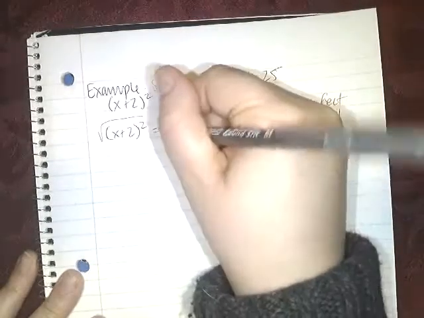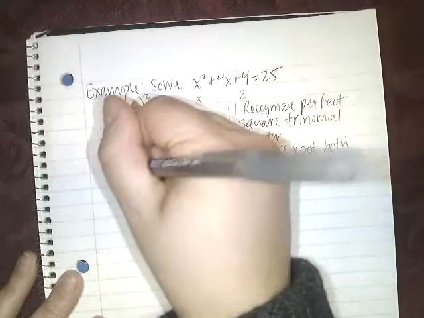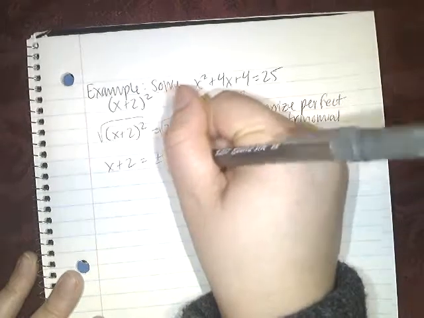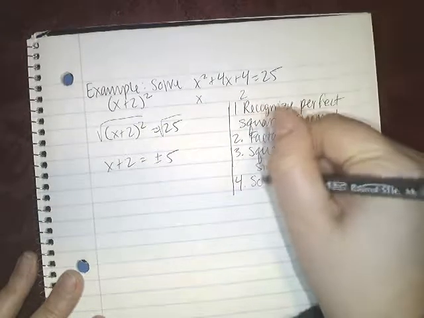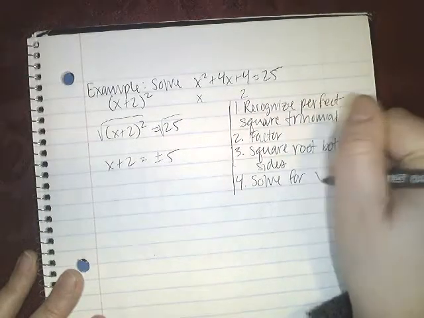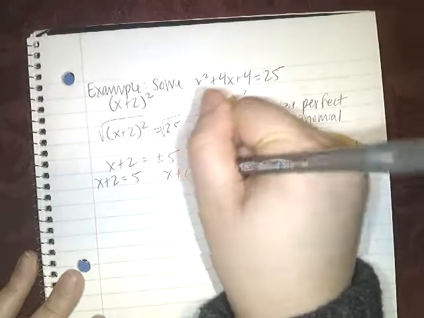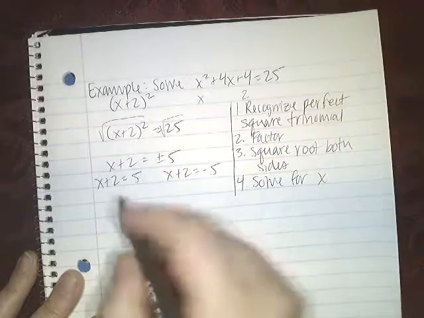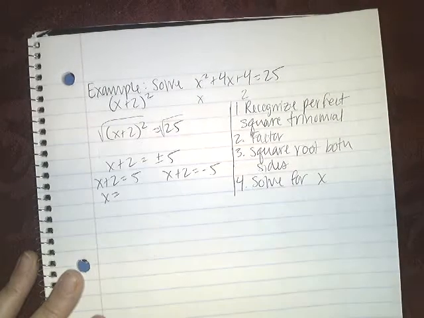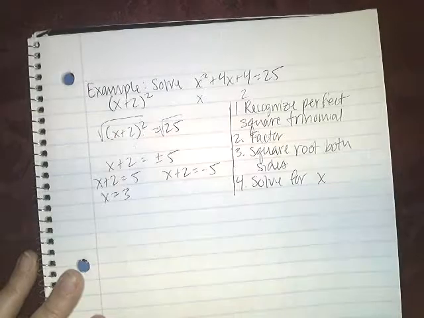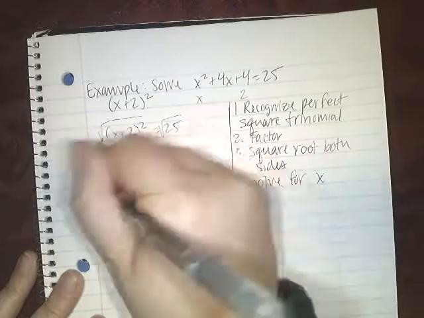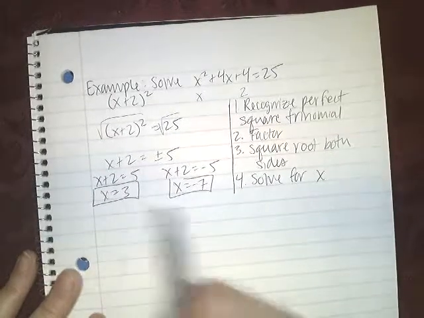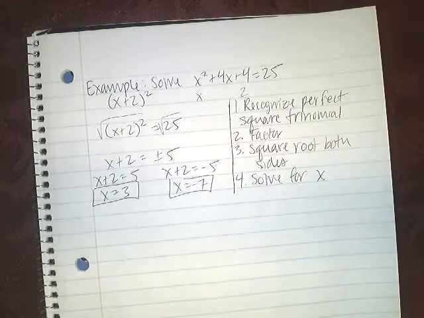So I square root this side and I square root this side, and I end up with x plus 2 is equal to plus or minus 5. So then I'm going to solve out for my final two solutions. So I have x plus 2 is equal to positive 5, or x plus 2 is equal to negative 5. When I subtract 2 on the first equation, I get x is equal to 3. And the second equation, I get x is equal to negative 7. So my two solutions for this quadratic equation will be x equals 3 and x equals negative 7.